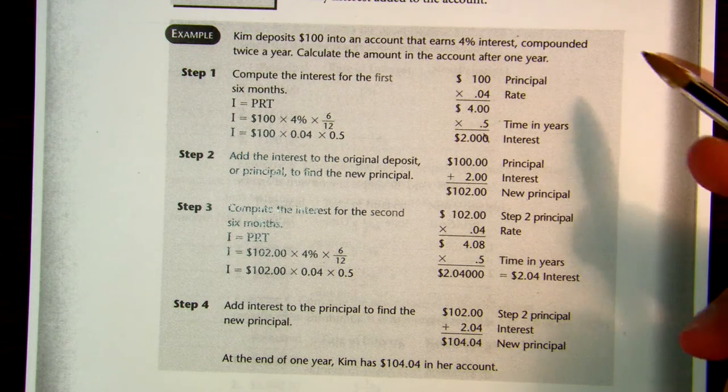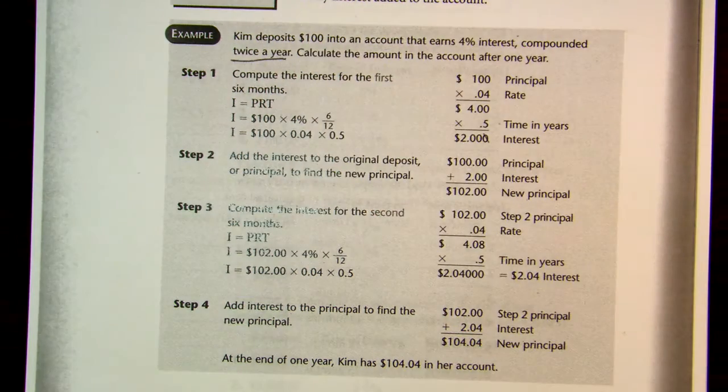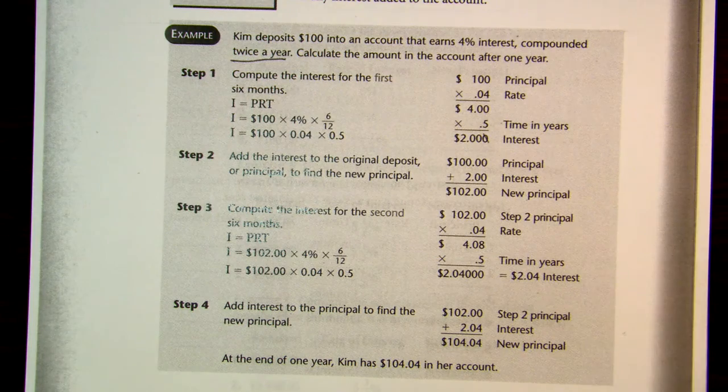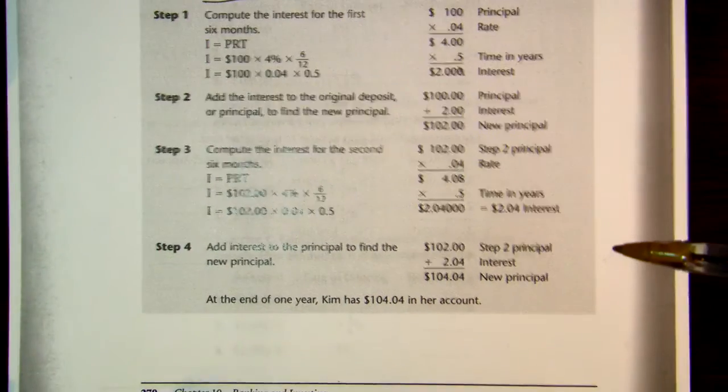I guess it's not that bad because it's only twice a year, but there are examples in here where it's compounded 4 times, 6 times, and 12 times. And you'd have to do this 12 times, which would be way too long. So that's why we're going to use the compound interest formula, which is right here. So let's use it for the example that they give us.